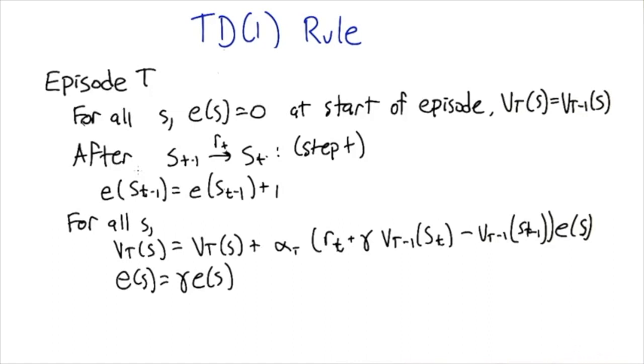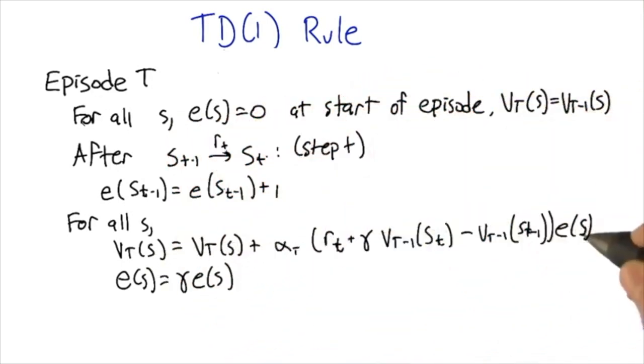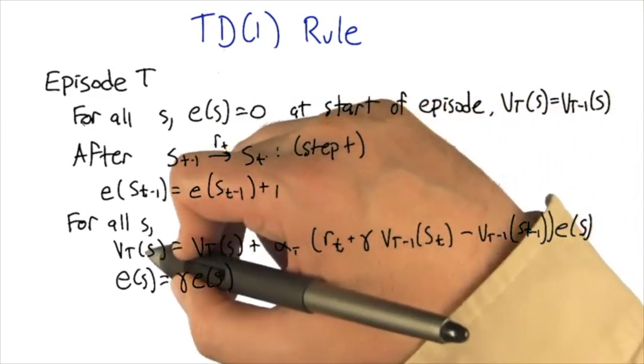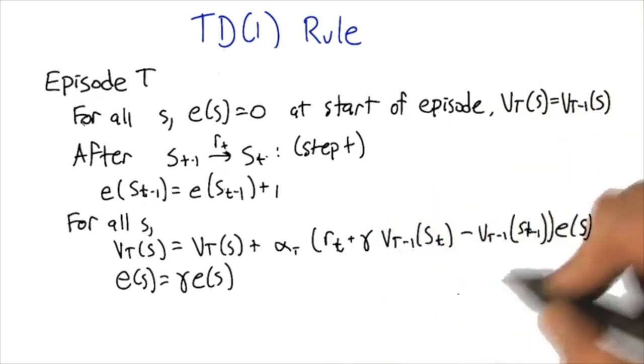So the for all s part, does it have to be done in a specific order? No, because the s's are all being done in parallel here. So the value at state s is going to be updated based on this quantity, which is the same for everybody.